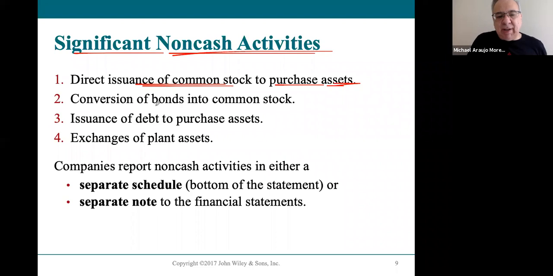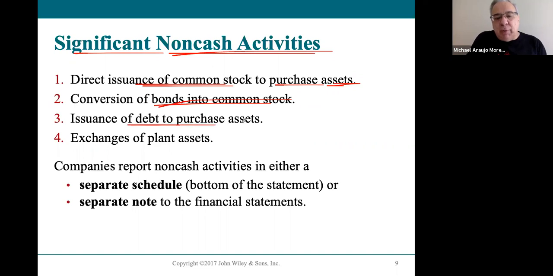Another is when bonds are converted into common stock. Remember, we have convertible bonds where the bondholder can decide at some point to exchange their bond into shares of stock in the company. So when that conversion happens, it doesn't cost any cash. They're simply exchanging the bond for shares of common stock. That's also a very significant non-cash activity because you have less liabilities when bondholders do this. You don't have to pay them back because you've already paid them with shares of common stock.